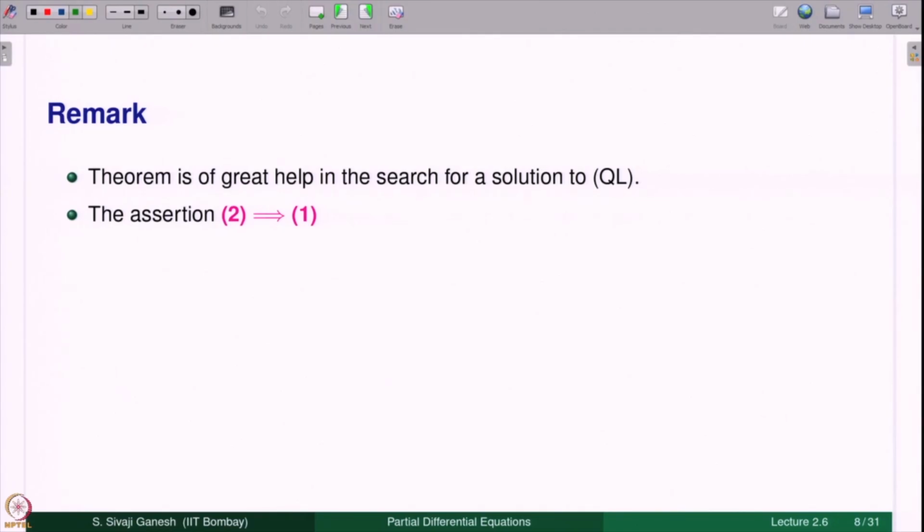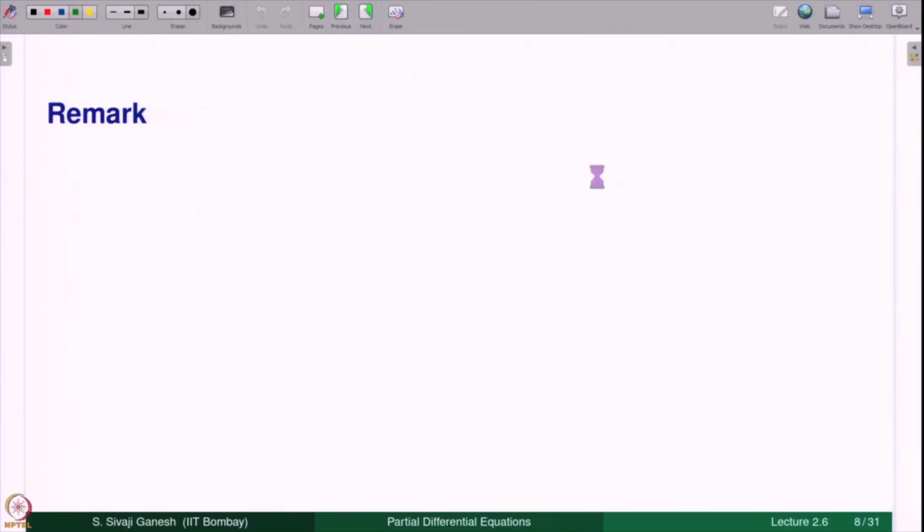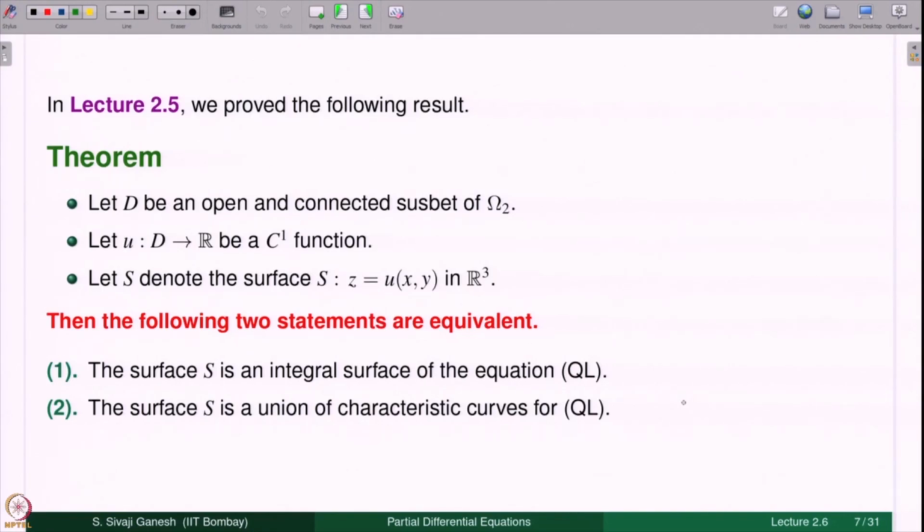The assertion 2 implies 1. What is 2? 2 says the surface S is a union of characteristic curves. That implies that surface S is an integral surface. Of course, here u is in the background, which is fixed in the background.